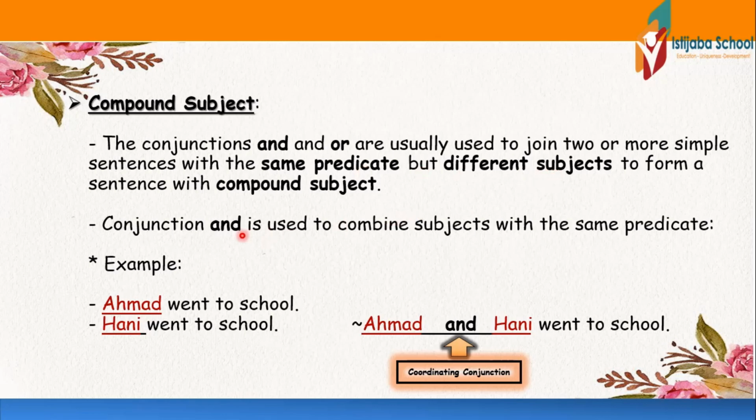Let's start with the conjunction and. Ahmed went to school. Hani went to school. So I have different subjects, but both subjects share the same predicate, which is went to school. In order to join them to form compound subject, I can use in here the conjunction and. So I say Ahmed and Hani went to school.